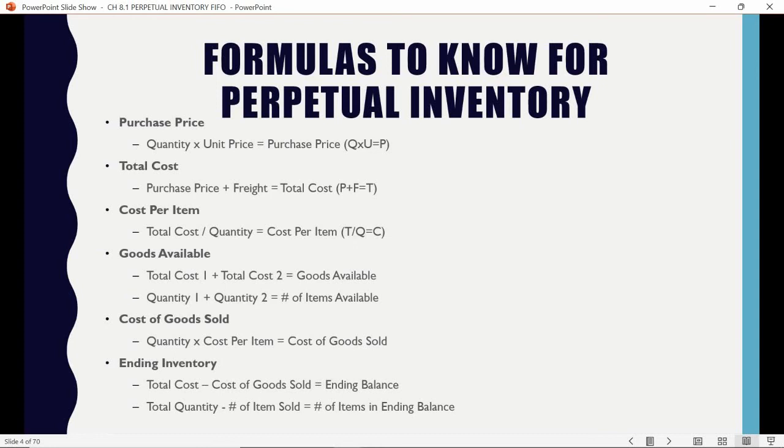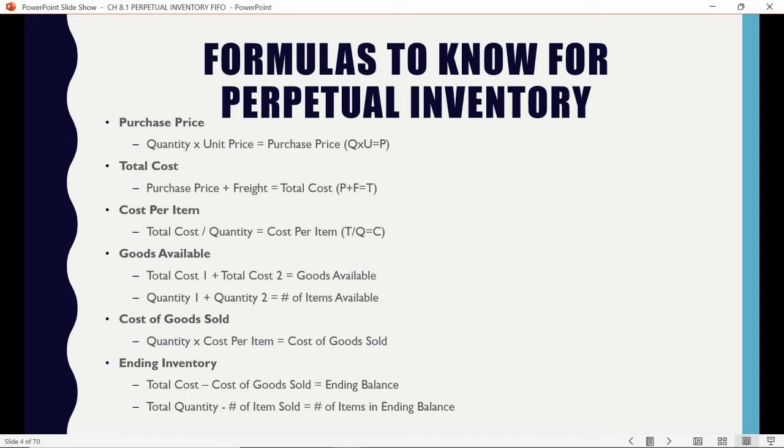In this case, your formulas are going to look a lot more similar, especially the purchasing section. That one is going to stay intact. We're still going to figure out what our purchase price is, what our total cost is, and what our cost per item is. However, our goods available and cost of goods sold section is where it's going to be a little different. When we're looking at our goods available, it's going to be our total cost of one plus our total cost of number two to get our total goods available, and quantity of one plus quantity of two is going to give us our total quantity.